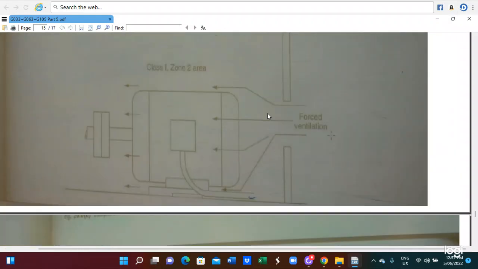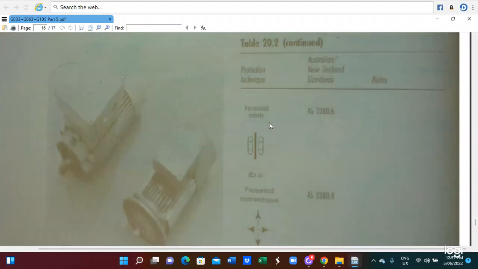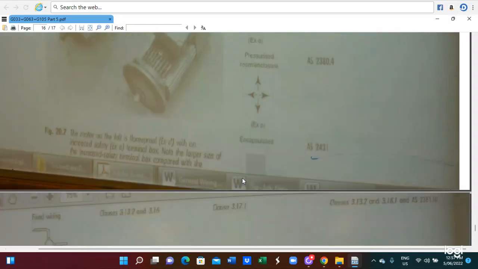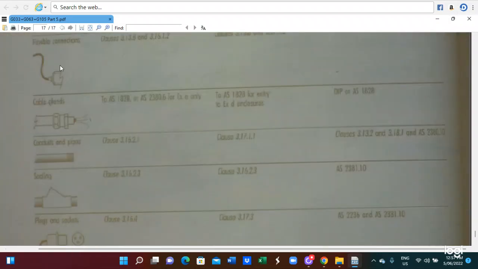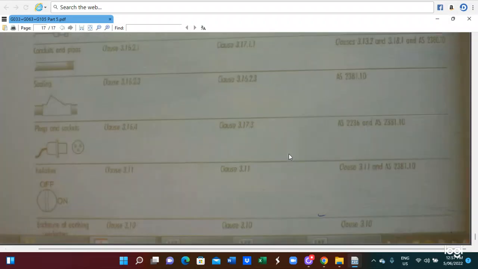And here are the hazardous area electrical wiring and the motor system. There is a motor enclosure for the hazardous area. There is hazardous area 2 and its equipment. Those are what we are talking about for the hazardous area.